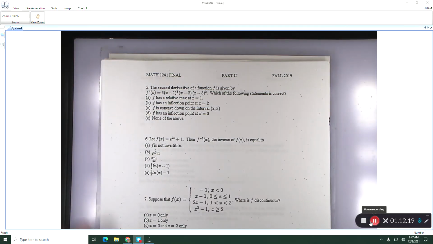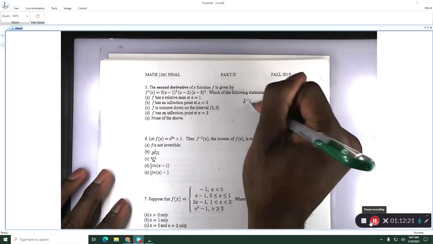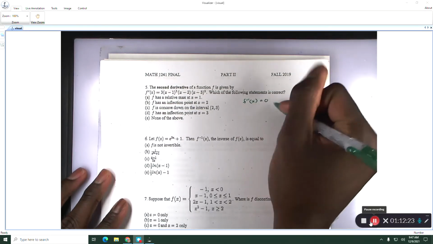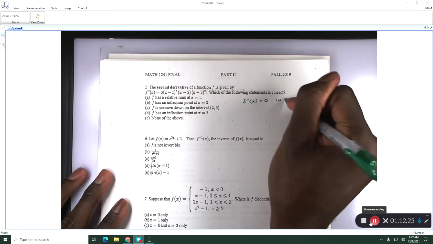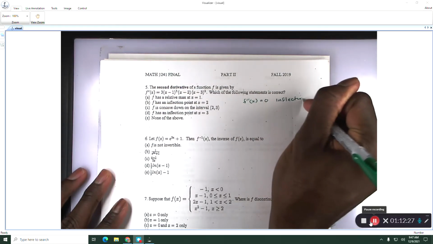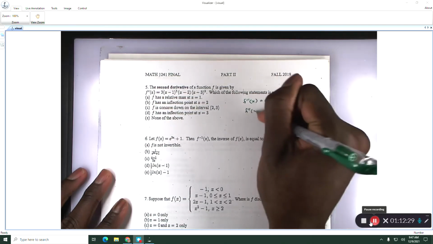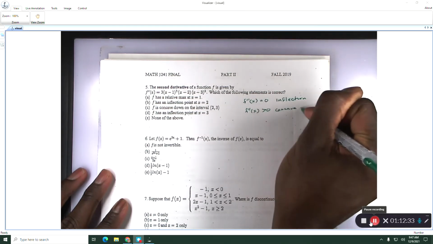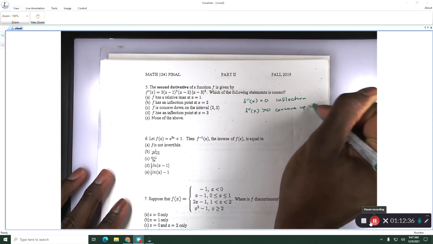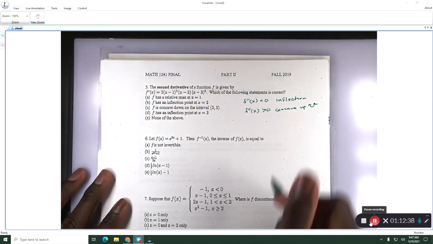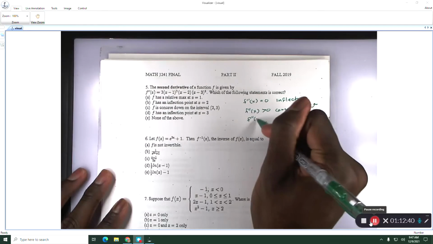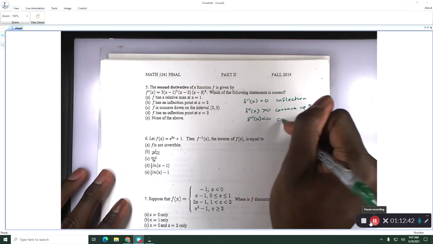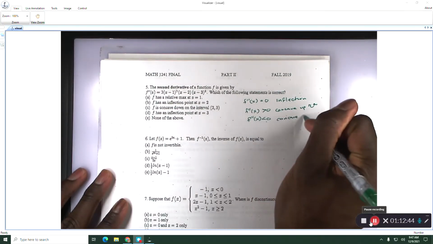Now, for the second derivative, we know that where f double prime of x equals 0, we have an inflection point. Where f double prime of x is greater than 0, we have concave up. Right? Our original function would be concave up there. And where f double prime of x is less than 0, it's concave down.